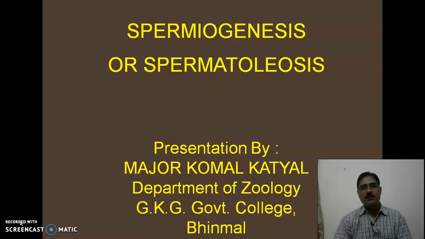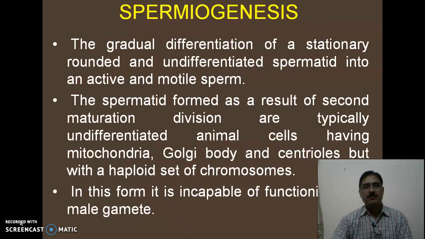In continuation with my lectures on embryology, today we will discuss spermiogenesis, which is a part of spermatogenesis. It is also known as spermateleosis, which is basically the metamorphosis of an immobile spermatid into a spermatozoon. Now, what is spermiogenesis? Spermiogenesis can be defined as the gradual differentiation of a stationary, rounded, and undifferentiated spermatid into an active and motile sperm.